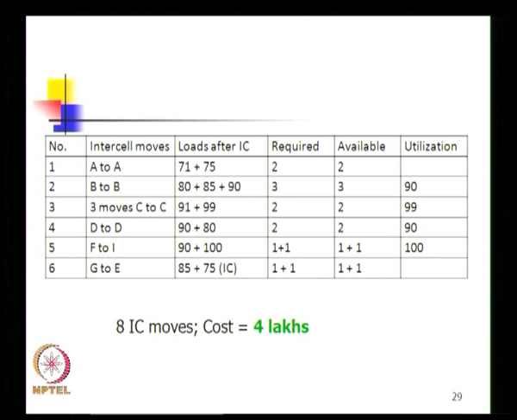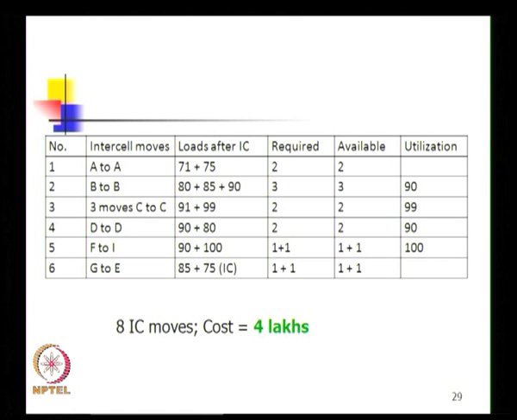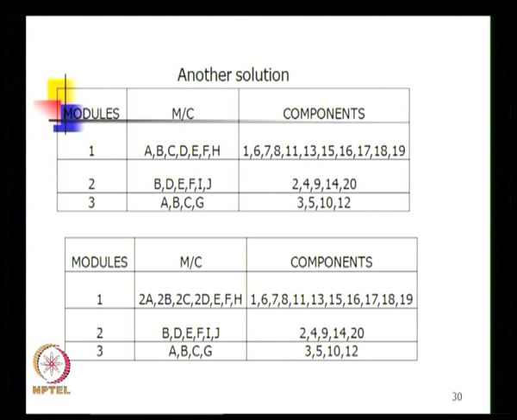This solution also forces us to accept 100% utilizations and so on, but it gives us a solution with 8 intercell moves, which would cost us 4 lakhs. The problem states that each intercell move would cost us 50,000 rupees. So, we have two extreme situations, one with 160 lakhs and the other with 4 lakhs. Now, let us look at another solution to this problem.